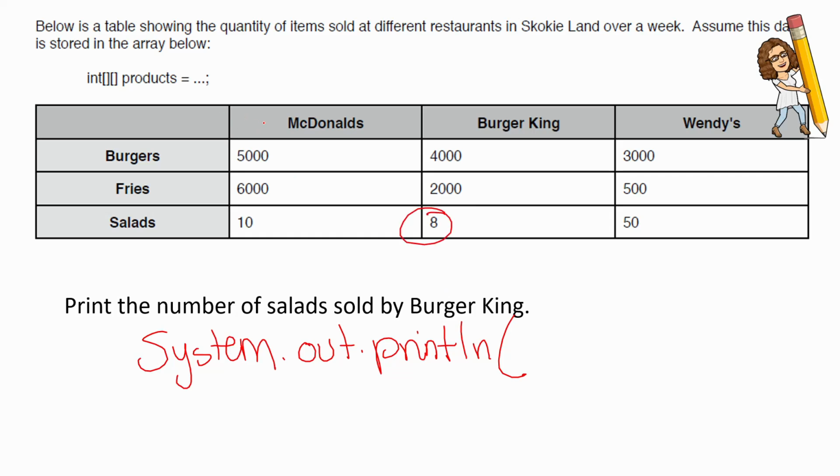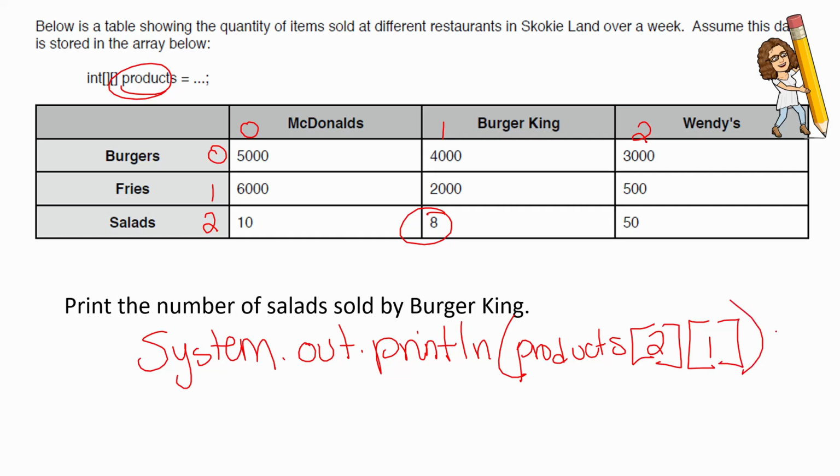Now what I'm going to do is label my rows and my columns. So my columns would be 0, 1, 2. My rows would be 0, 1, 2. So I need 2, 1 to access. My 2D array is called products. So I'm going to say products, bracket, I'm going to say row first, so 2, and then my column is 1. So that would print out the number of salads sold by Burger King for that week.